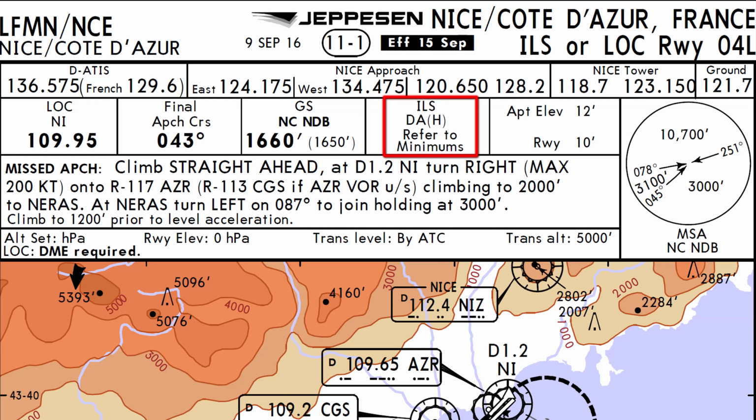In this case, we are referred to minimums. Airport elevation is 12 feet, and the touchdown zone or threshold elevation is 10 feet. The missed approach procedure is explained in text.